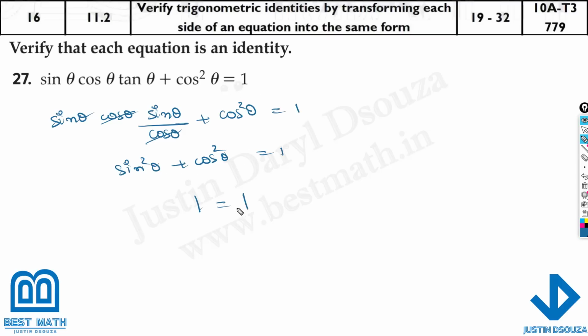Yes, 1 is equal to 1. LHS is equal to RHS. I was thinking this is going to be a big problem because there were many terms over here. But in fact, this is such a simple problem. All you did is the tan theta formula, cosine cancel, sine squared plus cosine squared. This is 1. And even the right side, they want us to solve it for 1. So yes, this is an identity as well.